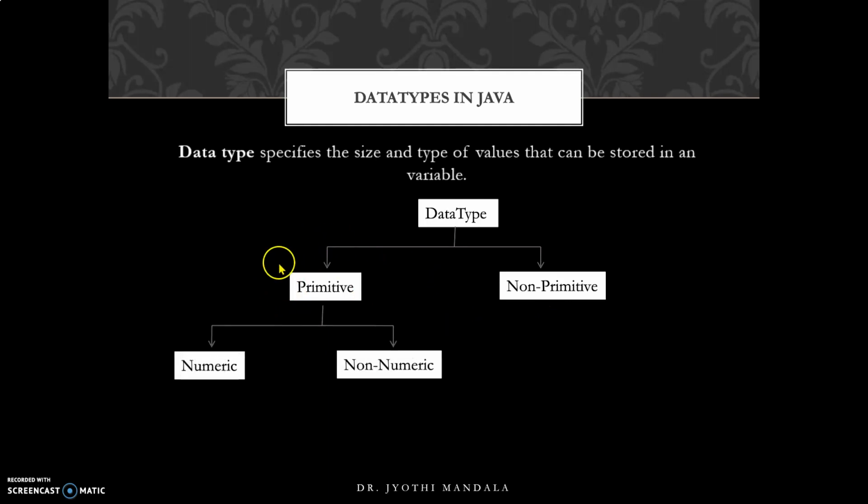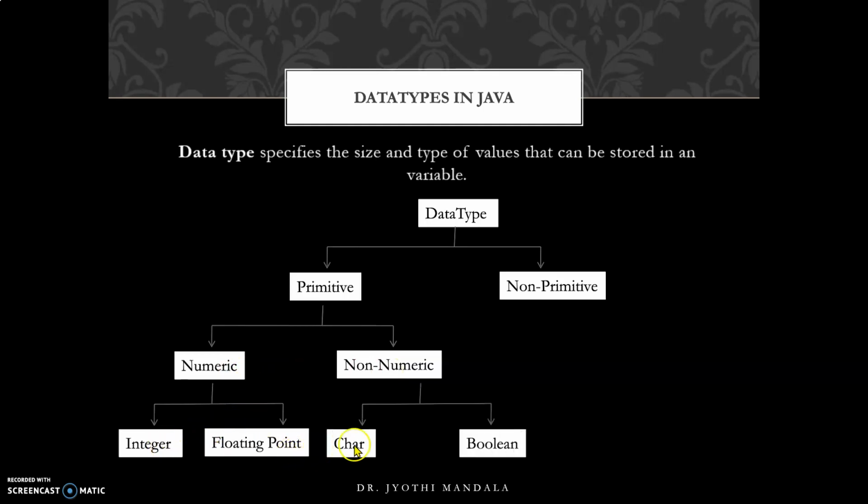Coming to primitive data types, these are basic data types which are categorized into numeric and non-numeric. Numeric data types hold values of integer data type and floating point data type. Coming to the non-numeric, we have a character data type and Boolean also. This is a new data type in Java. In C, we don't have a Boolean data type. In Java, we have a Boolean data type. So these are all basic, independent data types.